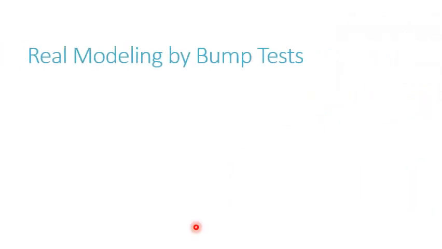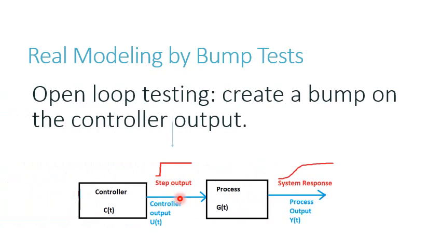Okay, how is real modeling done in heavy industry? It's done by what's called bump testing. Now, this is the classical test. This is an open loop test. And what do I mean by that?